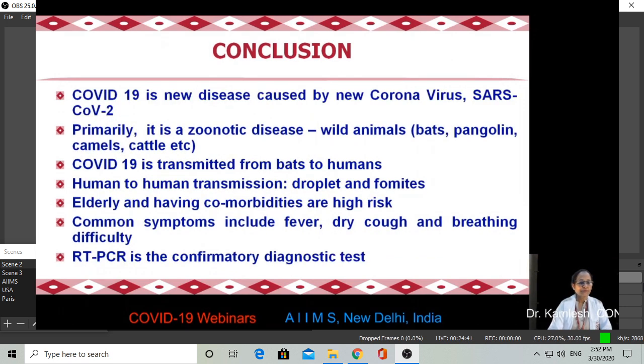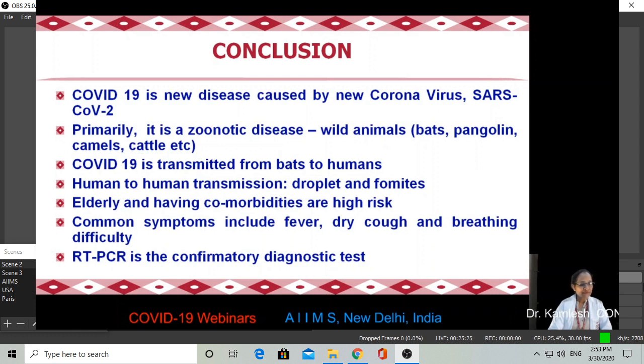have to be tested. COVID-19 is a new disease caused by new coronavirus, SARS coronavirus 2. Primarily, it is a zoonotic disease which is prevalent in bats, pangolins, camels, cattle, etc. It is transmitted from bats to humans, and probably later the evidence might suggest otherwise. Human to human transmission is predominantly happening through droplets and fomites, that is the articles which are used by the positive cases. Elderly and those having comorbidities are at a high risk. Common symptoms include fever, dry cough and breathing difficulty.